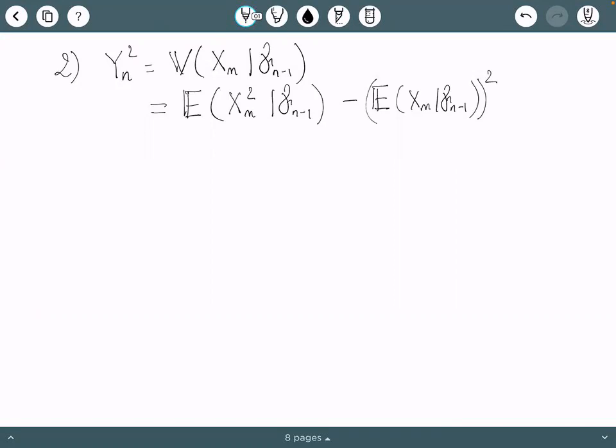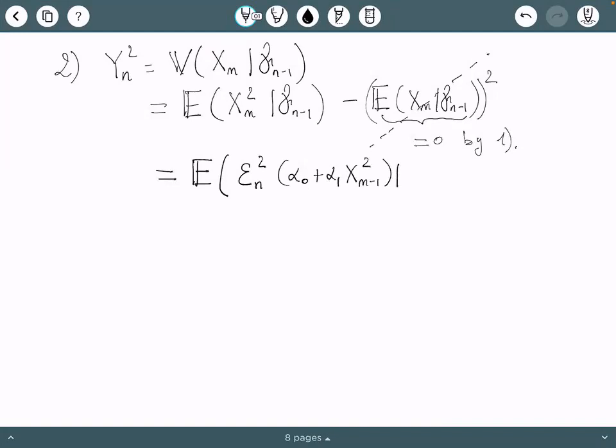Okay, but by question 1, we know that this guy is equal to 0. So we don't have to take care of this guy, which is 0, and it remains only this guy. And this guy, we can use the definition of xn square. So I use the definition in terms of xn minus 1. There is a square, you have to take the square. So it is the expectation of epsilon square, alpha 0 plus alpha 1 xn minus 1 square, given fn minus 1.